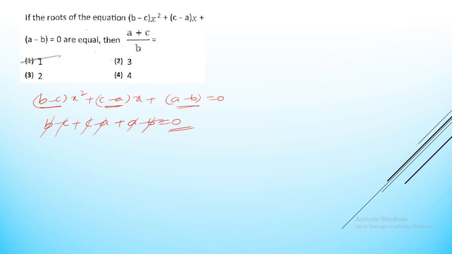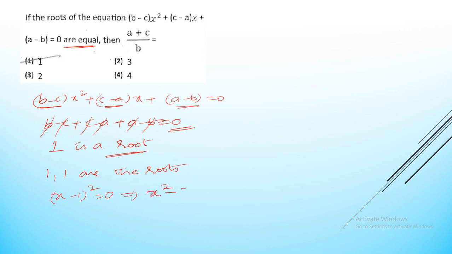So clearly sum of coefficients is 0. So if sum of coefficients is 0, then 1 is a root. And one more condition he has given, if the roots are equal, that means 1 comma 1 are the roots. If 1 comma 1 are the roots, that means this quadratic equation I can write as (x minus 1) into (x minus 1), which is nothing but (x minus 1) whole square is equal to 0. If I expand this, x square minus 2x plus 1 is equal to 0.